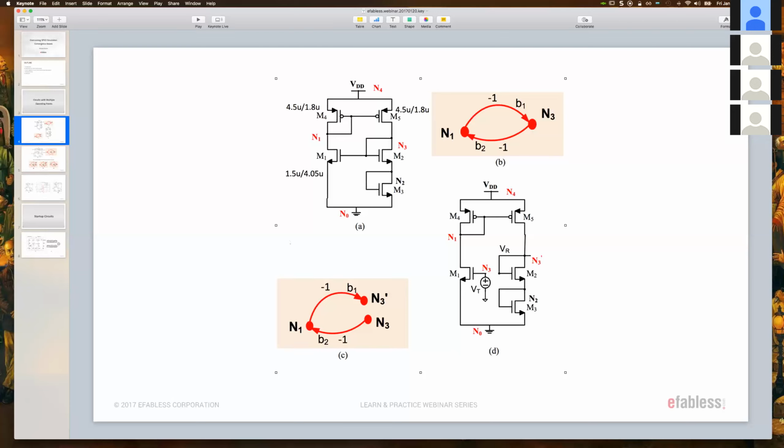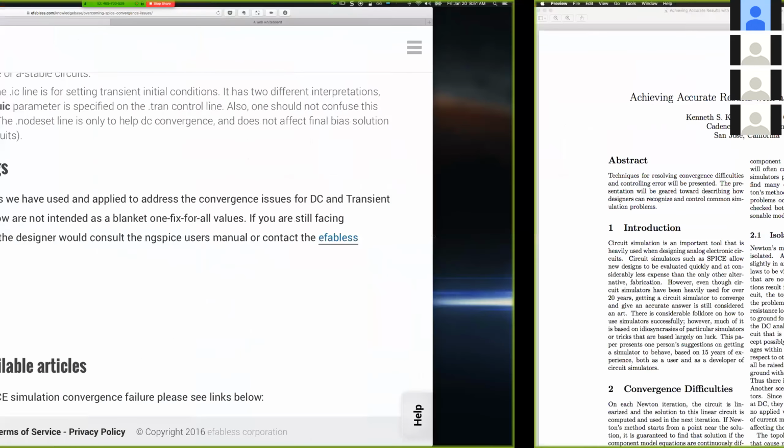One of the things that I've done, and this is actually, I'm going to go here.